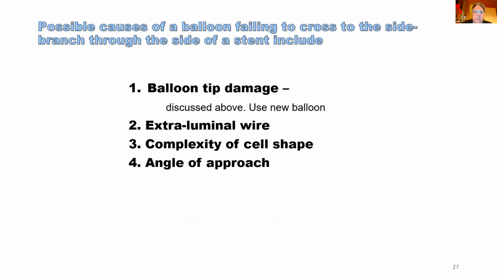Possible causes of a balloon failing to cross through the side of a stent include balloon tip damage, which we have discussed, and if a balloon won't cross, one thing to do is to change the balloon, because the tip may be damaged and be obstructing passage. Also, another cause is extraluminal wire, the complexity of the cell shape, and the angle of approach.